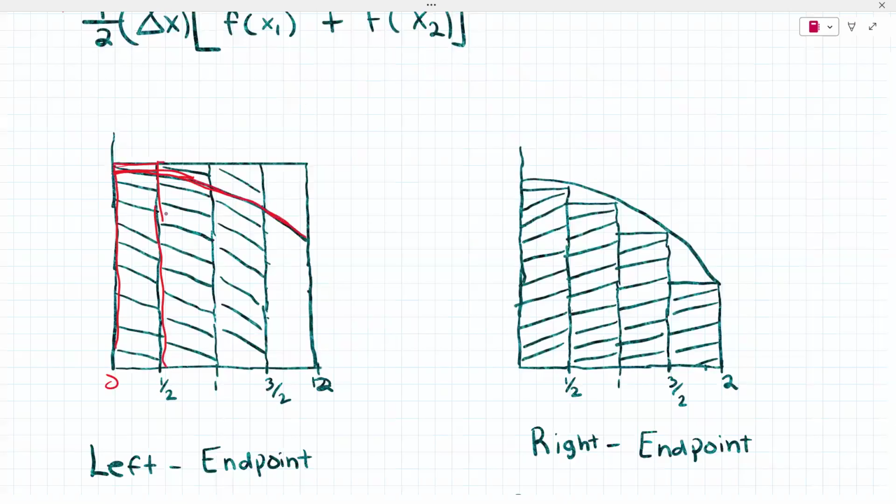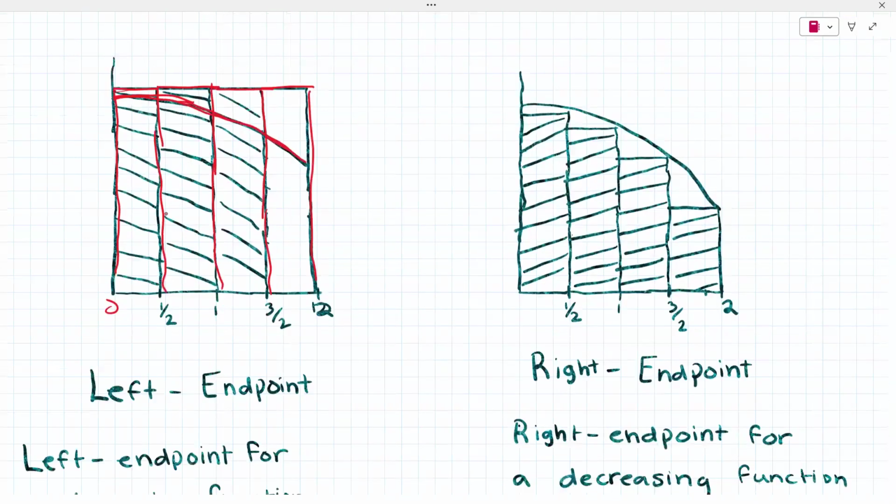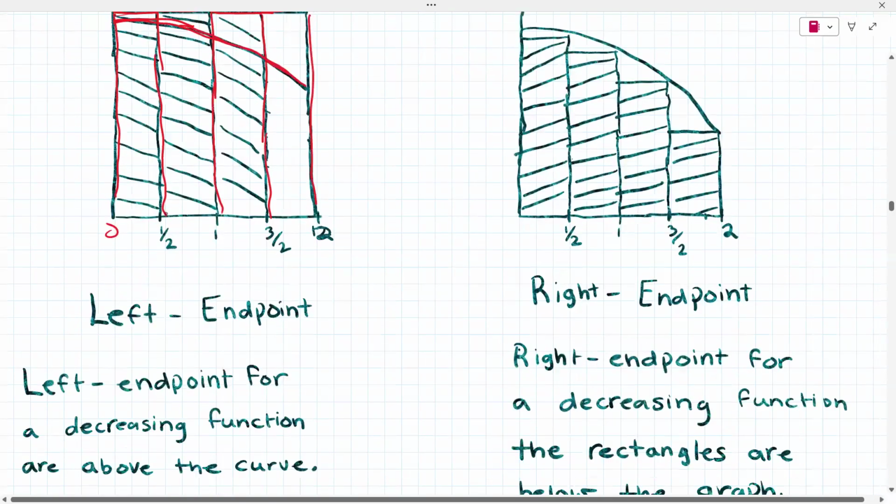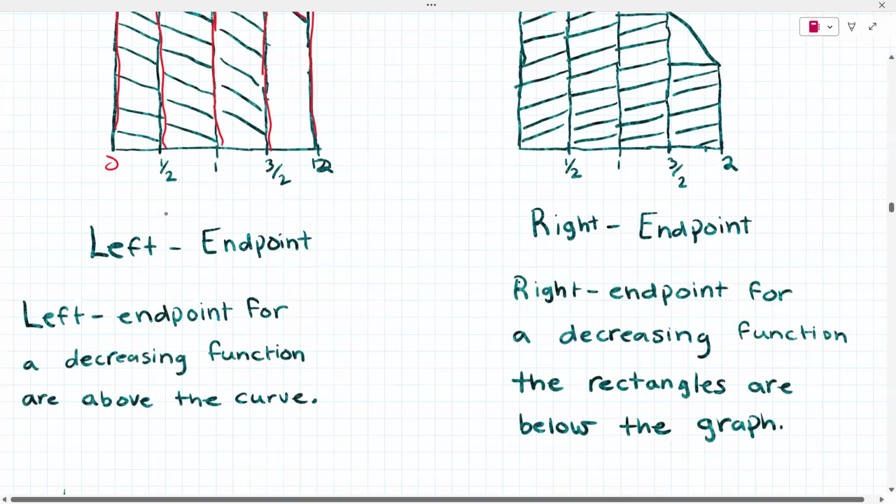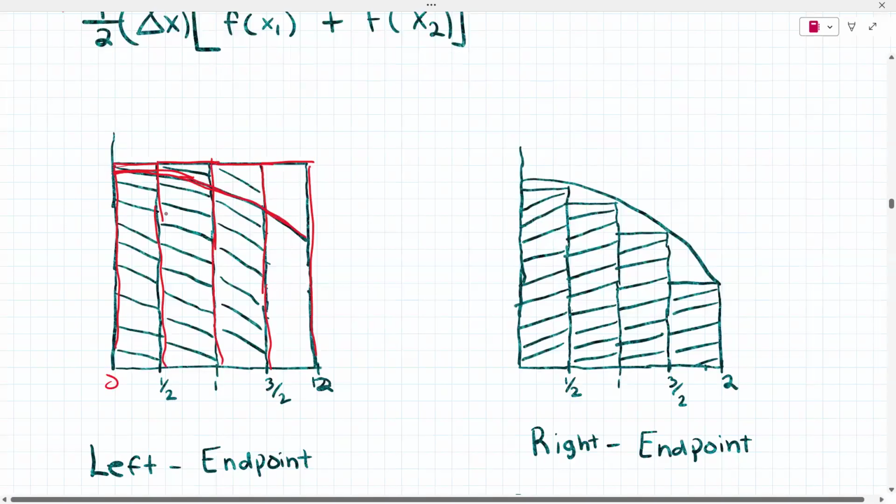Same thing with 1/2, go left, go down, left, go down, and then left, go down. Okay, so that's the left-hand point. As you can see, the rectangles for a left-hand point for a decreasing function are above the curve. So if it's a decreasing function like what we have, the rectangles are above the curve.